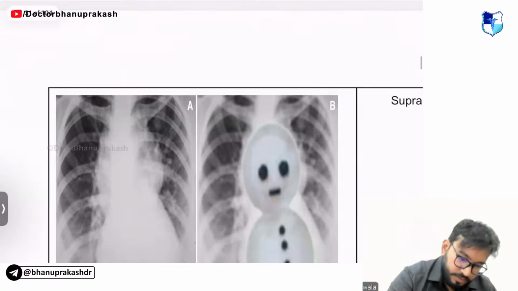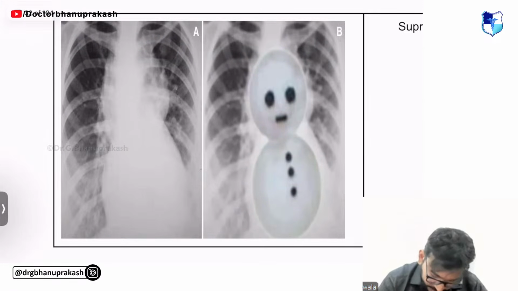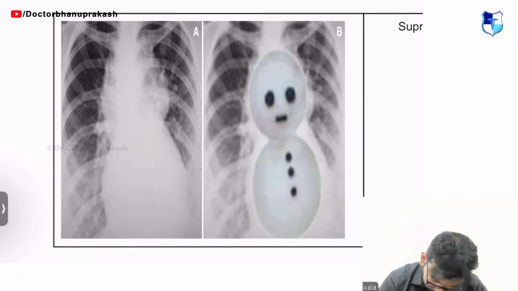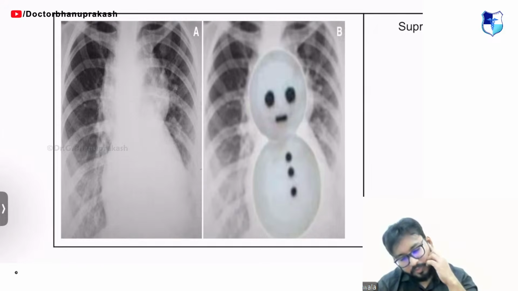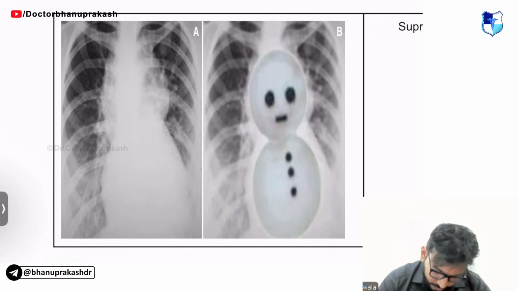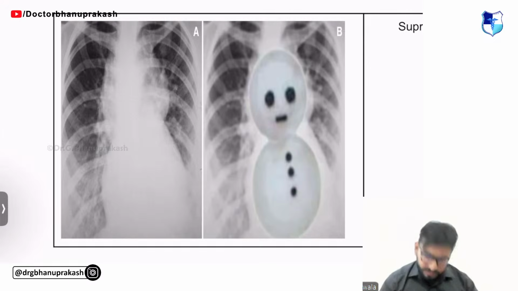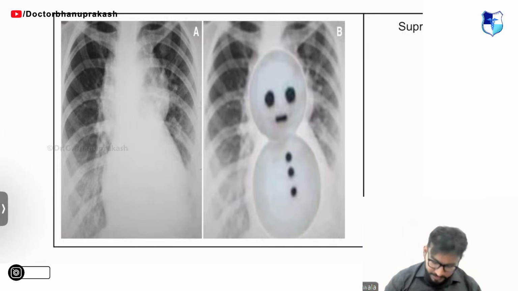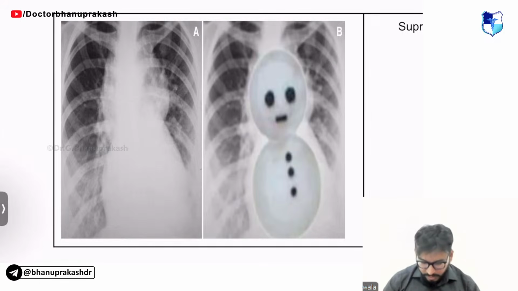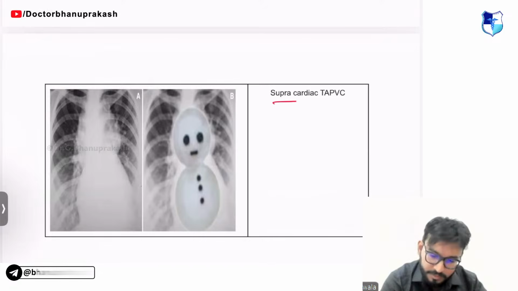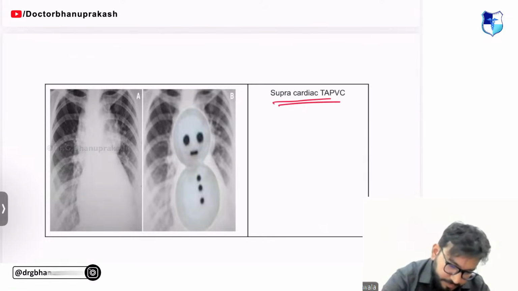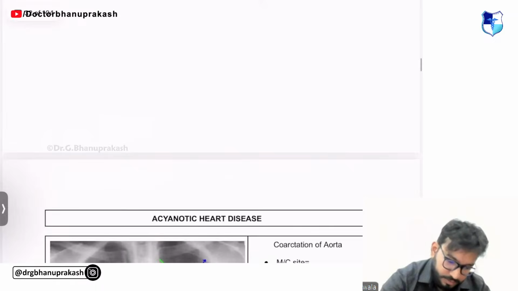Okay. This, come on, guys. What is this? Come on, guys. What is this? Yes, TAPVR, but can you be more specific? TAPVC or TAPVR? Anirudh, Nirisha, Mukesh, can you be a little more specific? What type of TAPVC? It is a supracardiac. Remember, guys, supracardiac TAPVC. Please remember. Supracardiac TAPVC. Okay? Right.